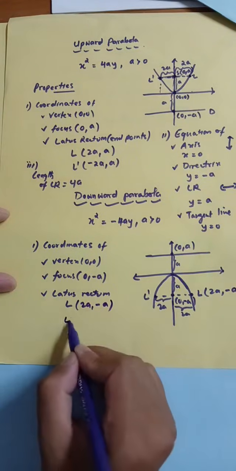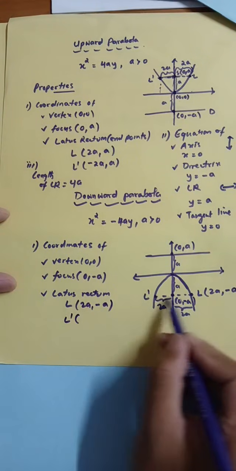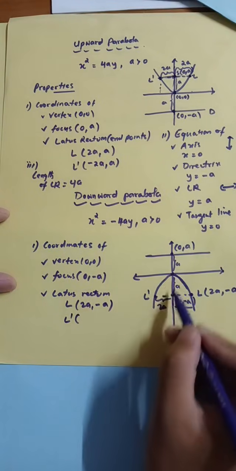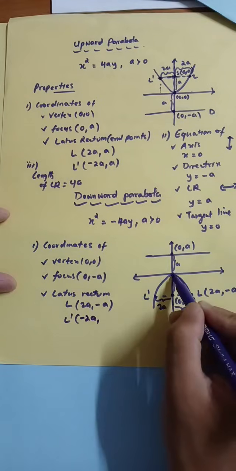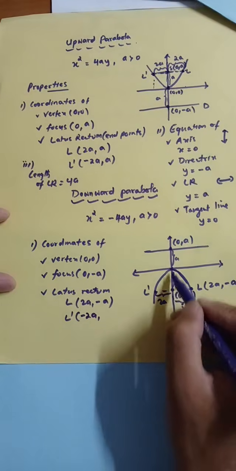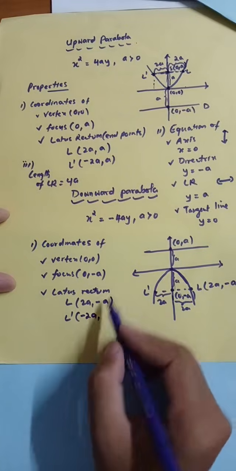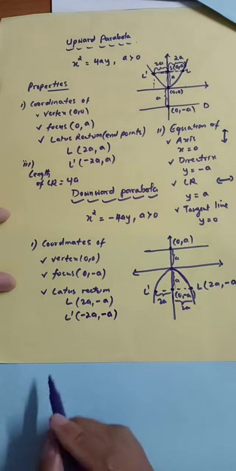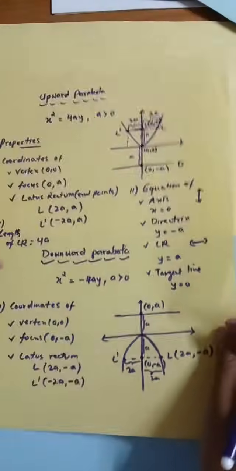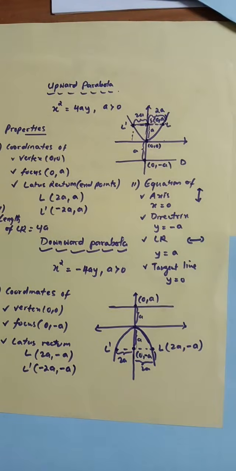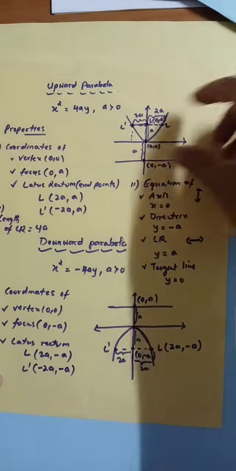Then L prime, L dash, what do we get? The distance covered horizontally is 2a, but towards the left-hand side of the origin, so negative 2a, and the distance vertically is a, but below the x-axis, so negative a. Then the equation follows, but it is very easy once you have these diagrams in your mind.